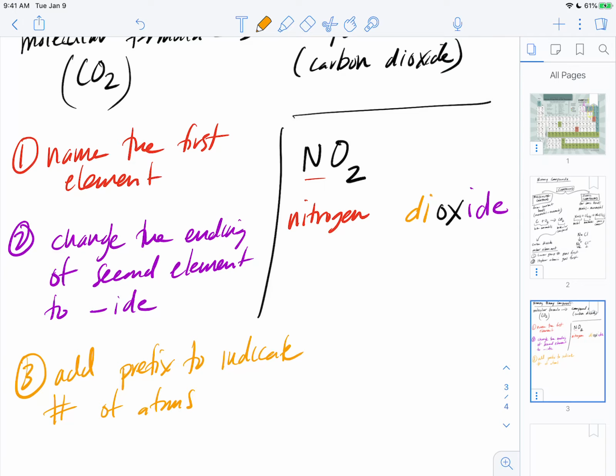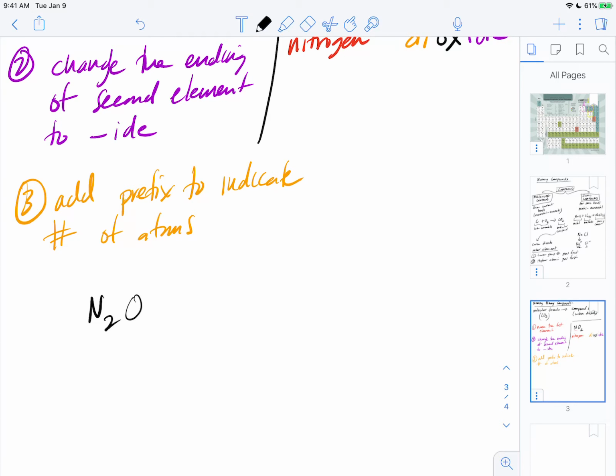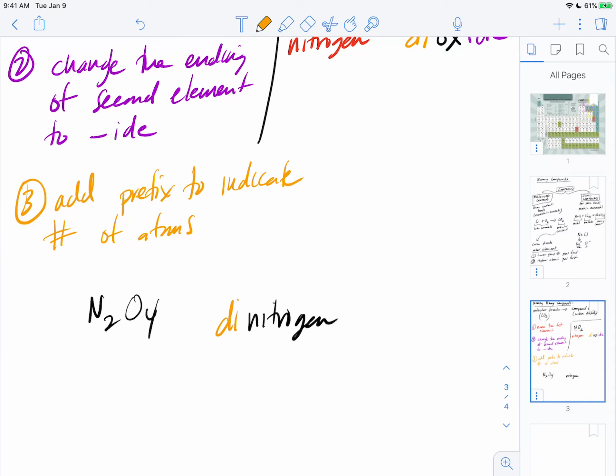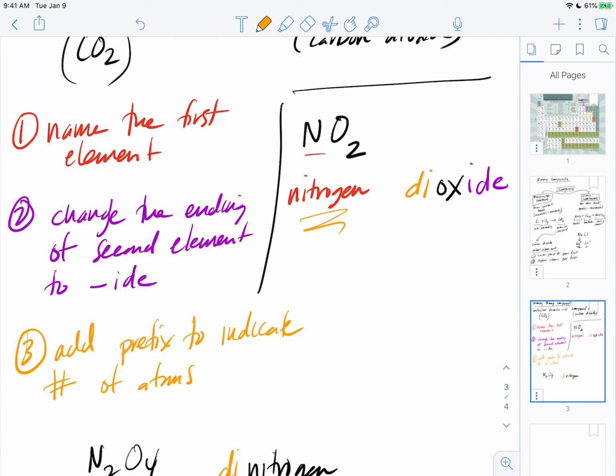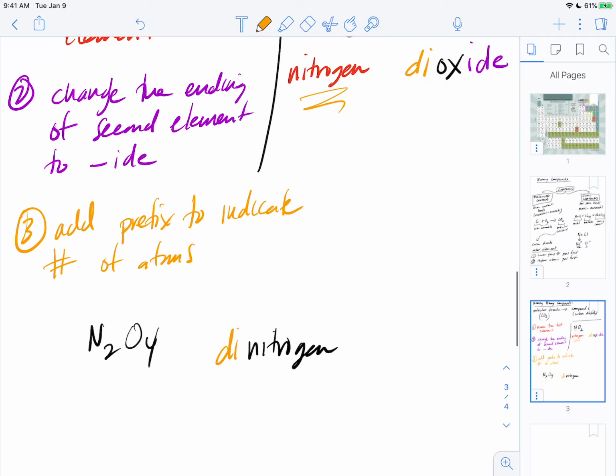Okay. So let's see if we can apply this to a new one. So if we have N2O4, then I would write nitrogen. Now I have 2 nitrogens, so I would need to put dinitrogen. We never put mono for the first term, okay? Only for the second term. So if you only have 1 nitrogen, like we had right here, we don't put mono. We just put di, tri. So that's dinitrogen, and we have 4 oxygens.